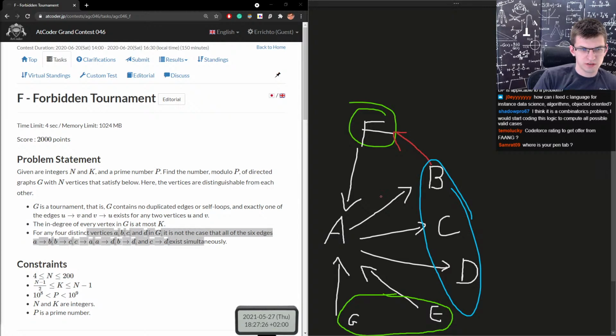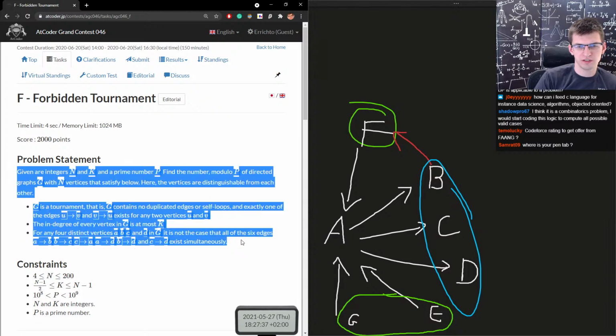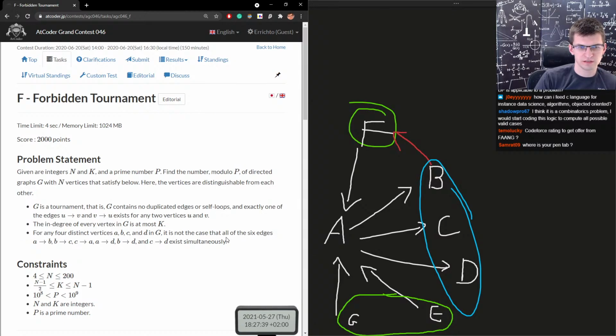Topological sort graph. This graph has cycles, so no. We cannot topologically sort this graph because it has cycles.